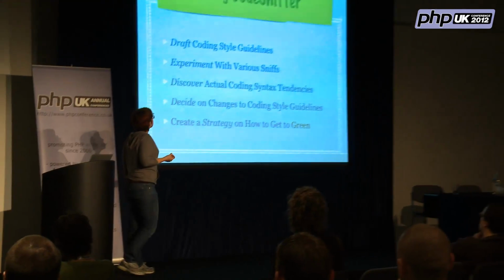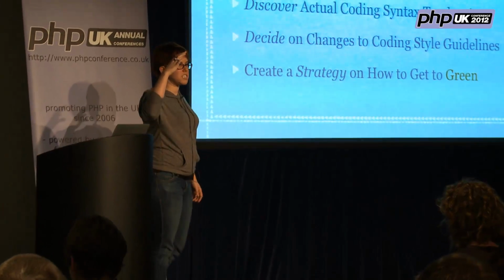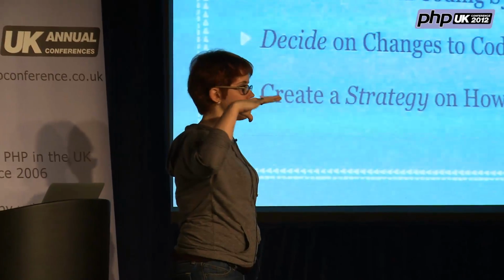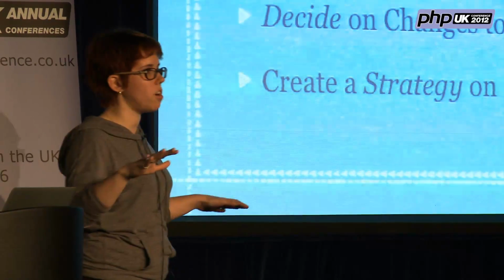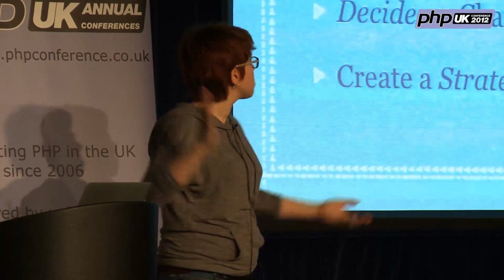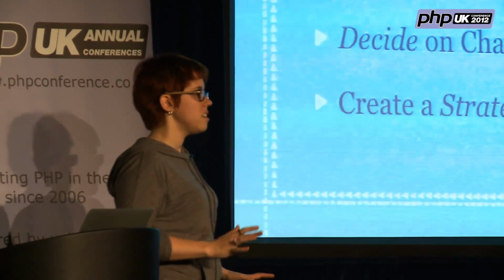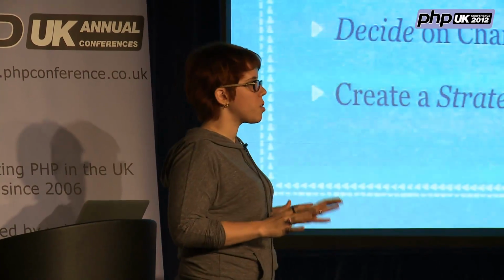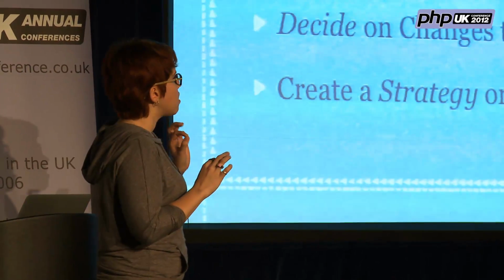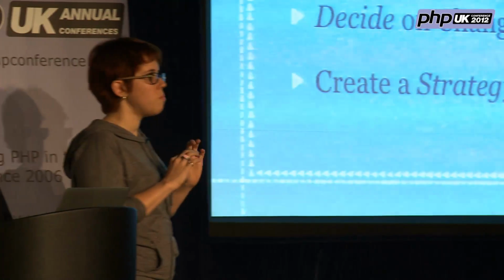But anyways, start with just drafting a coding style guideline. Think of what the ideal looks like. Think of what you've been doing. This is especially when you're in a legacy realm, like you're not starting fresh. So you have old code, and some of it looks like junk, some of it looks awesome enough. And experiment with the various sniffs, because the documentation isn't always perfect about all the itty-bitty nuances going on in the sniffs. Then start discovering what your actual coding syntax is. You might be surprised.